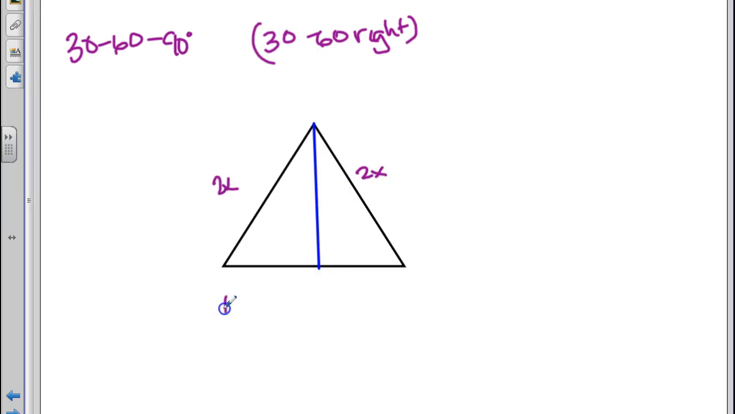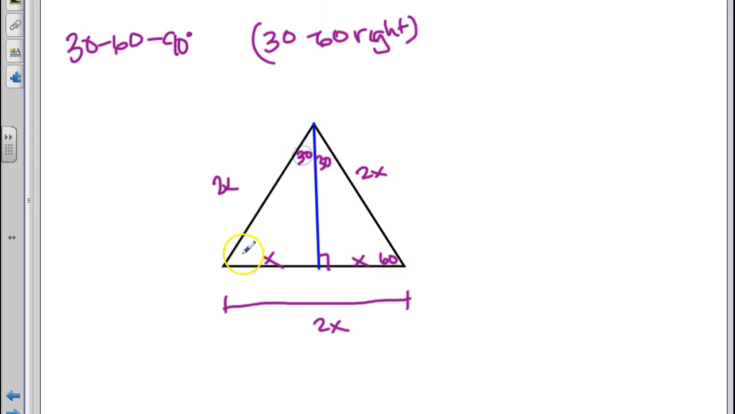Now, this whole length is 2x, but when I drop that altitude down, it splits this, because it's an equilateral triangle, into equal pieces. So now I also have a right triangle. See this guy right here, right triangle. This was an angle bisector. This is 30 degrees. If this is 30 degrees and that's 90, that makes this 60, because these two have to add to be 90. Do you see my 30-60 right triangle?